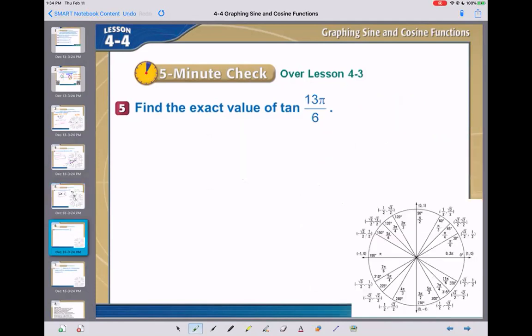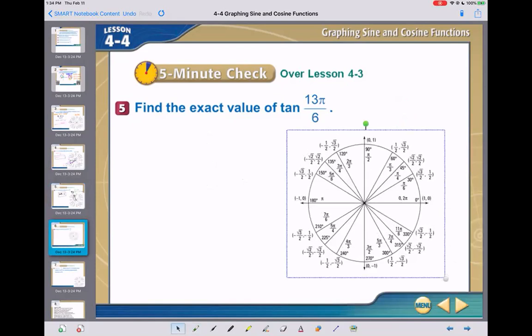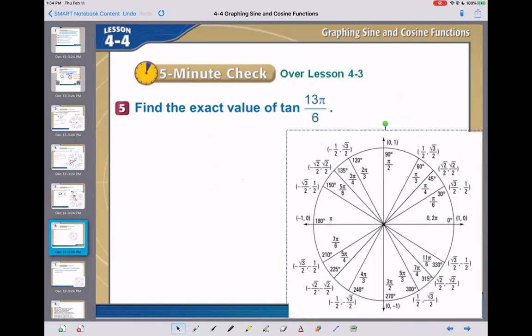Okay, number 5, tangent 13 pi over 6. So let's look around the circle for 13 pi over 6. I see a pi over 6 there, but that's not it. I see 5 pi over 6, that's not it. 7 pi over 6, that's not it. There's 11 pi over 6. None of those are it. So if it's not on there, we have to use coterminal angles.